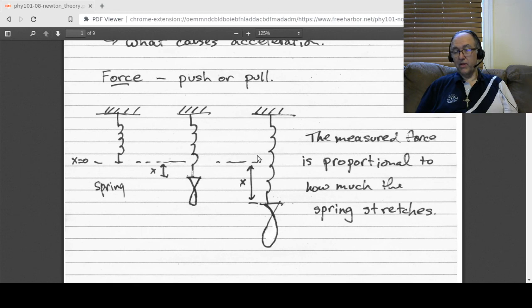Later, we'll actually give you the formula for this. It's known as Hooke's law. But for now, this is good enough. Just recognizing that I can measure this push or pull by using a spring. And how much the spring stretches or compresses is proportional to how much force is being exerted. Okay, so that's concept number one. We need that concept before I actually give you Newton's laws.